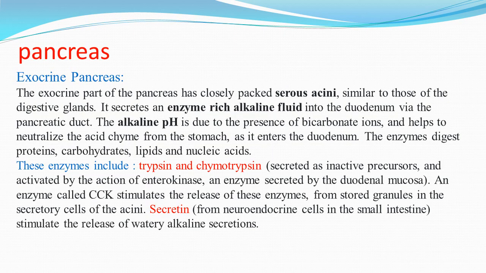The pancreas. The pancreas is histologically divided into two main parts, the exocrine pancreas and the endocrine pancreas. The exocrine pancreas has closely packed serous acini, similar to those of the digestive glands. It secretes an enzyme-rich alkaline fluid.